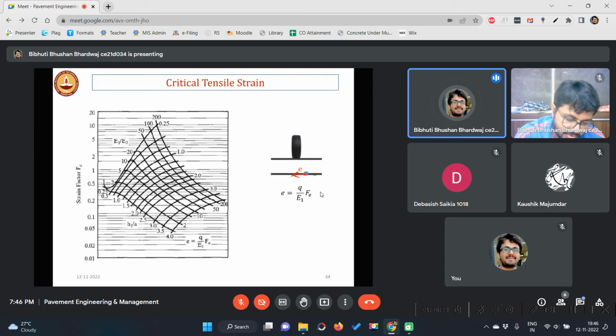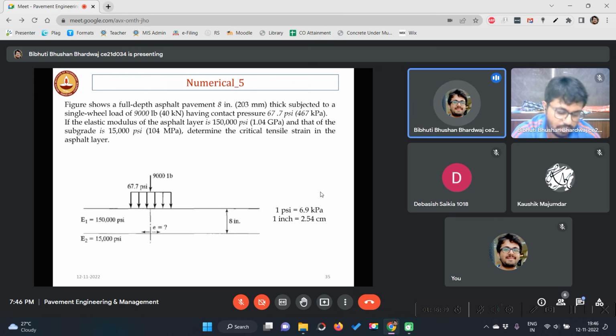But for bituminous mix, we also need the tensile strain, right? Epsilon T. So for tensile strain, we use this chart. This is the formula, and let's quickly do one numerical and find out the tensile strain using this chart. It says a full depth asphalt pavement. Full depth means only asphalt pavement is there.